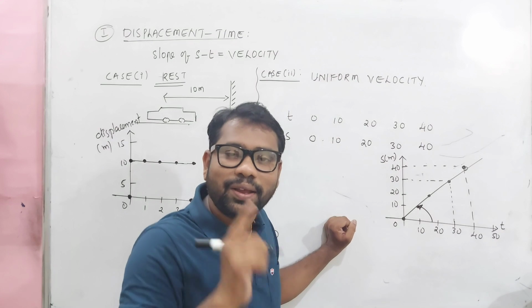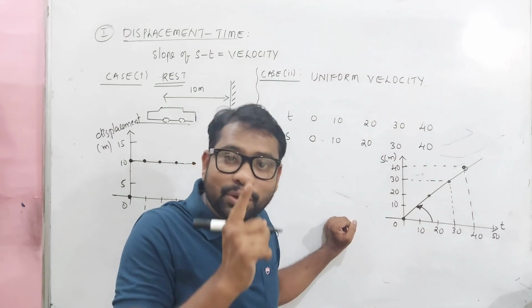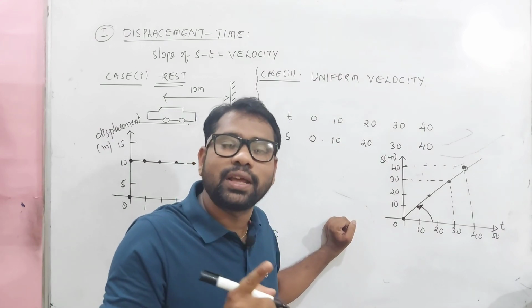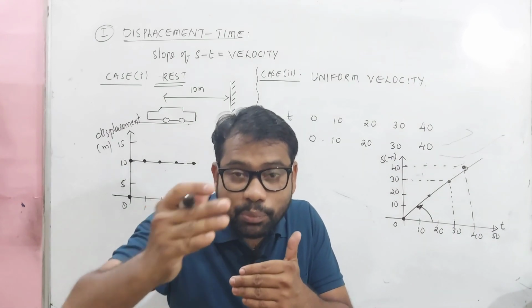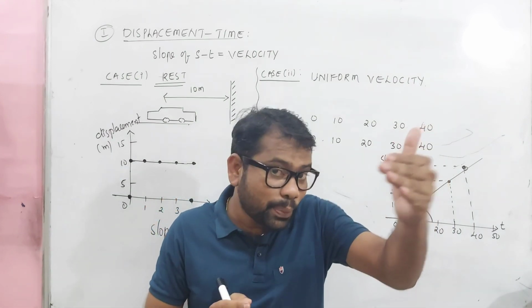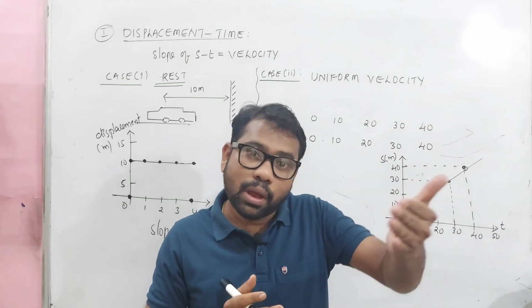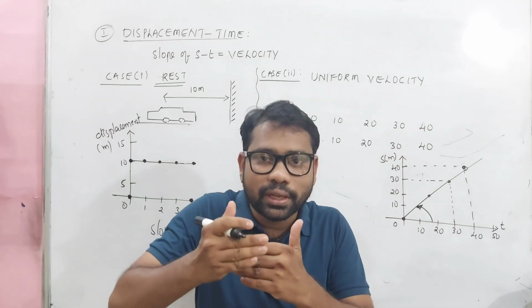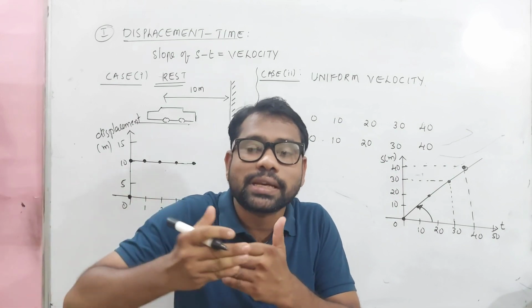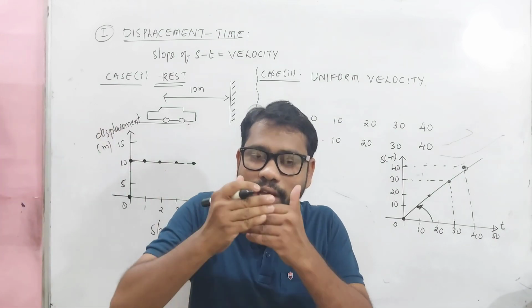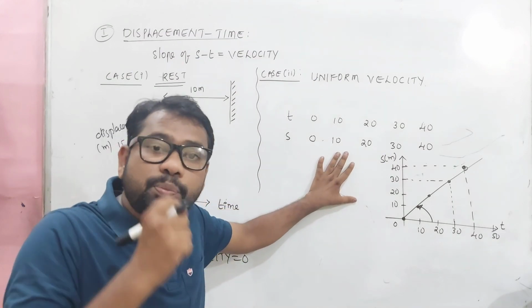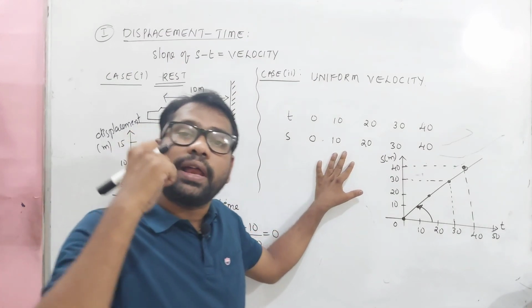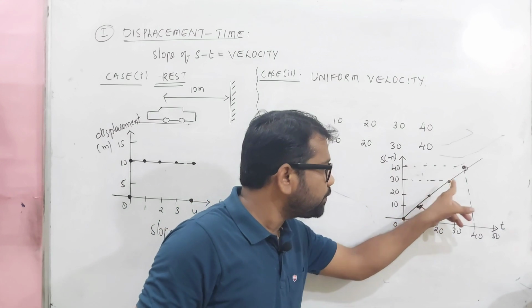Is it an obtuse angle? No, it is an acute angle. It is an acute angle which represents what, dear children? The body is moving with a uniform velocity away from the starting point. It's very important: it is not coming back to the starting point. It is moving away from the starting point with what? With uniform velocity. So children, this is how the displacement-time graph will be if an object is moving with uniform velocity.